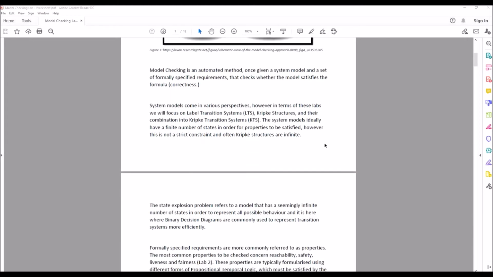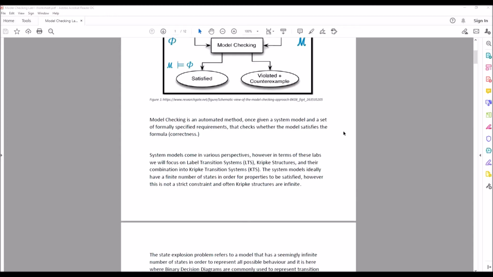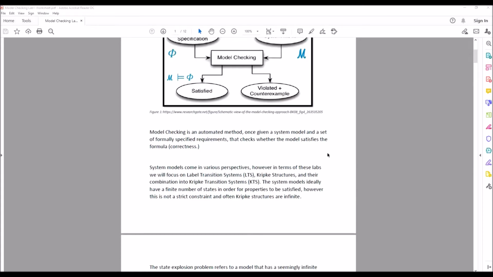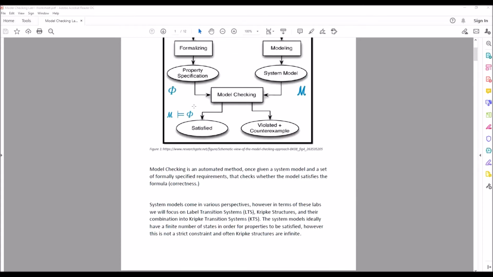So model checking is an automated method that, once given a system model and a set of formally specified requirements, as we see here, checks whether the model satisfies the formula, so it is correctness. System models come in various perspectives. However, in terms of these labs, we will focus on labeled transition systems, Kripke structures, and their combination, the Kripke transition systems, or KTS.